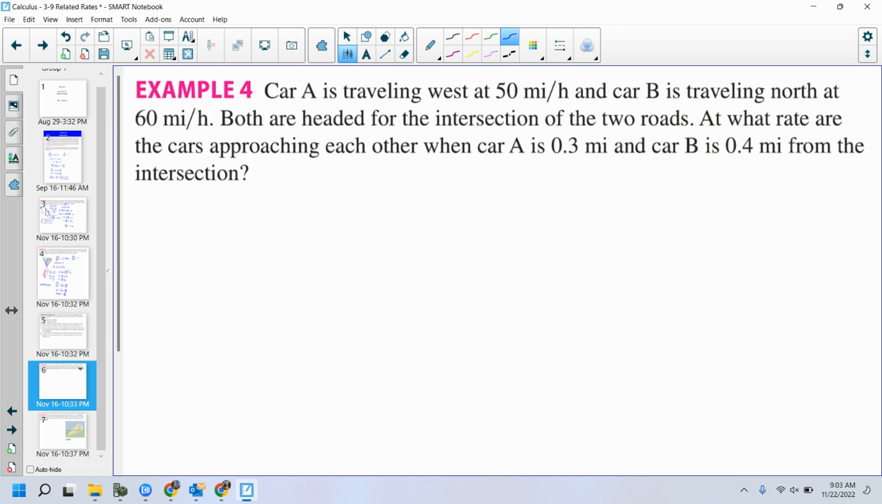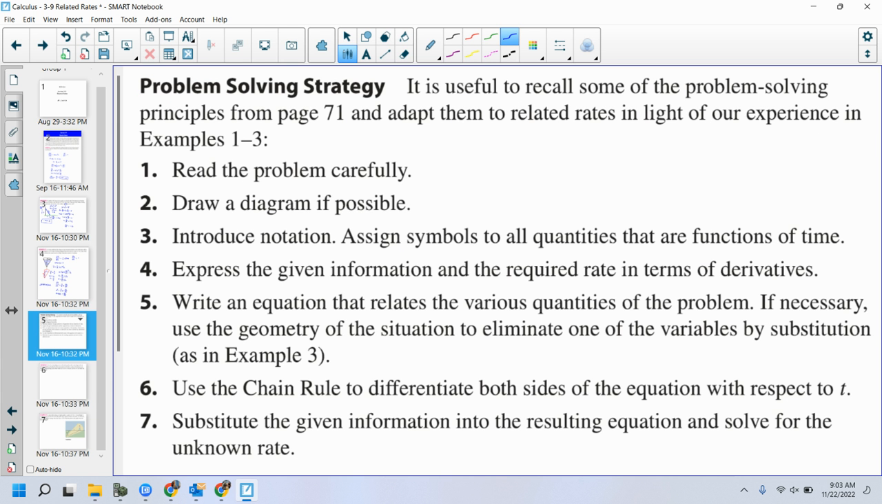The book introduces this problem-solving strategy, which is like, I mean, duh, you're going to do this anyway. But these problems you're finding are all going in the same route. Okay, step 1, read the problem carefully. Really? You're going to tell me to read? Step 2, draw a diagram. Duh. I mean, you're going to try to draw a diagram as much as possible. Introduce the notation. Set it up.